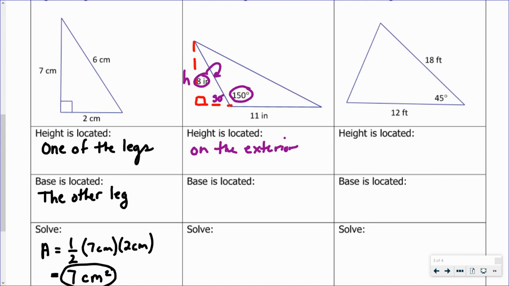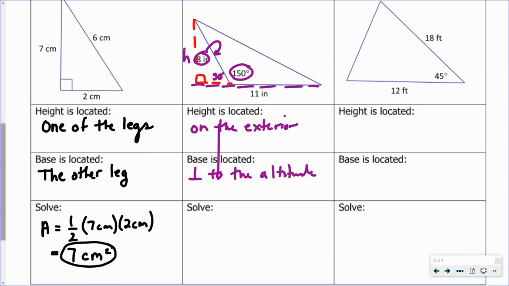It could be located on the interior, depending upon, again, what information you're given. But on this one, it's on the exterior. It has to be perpendicular to the base. So in this case, if we were to extend the base, that line that contains the base is perpendicular to the altitude. So for this one, we actually need to figure out what the height is. The height is opposite a 30-degree angle in a 30, 60, 90 triangle, so it has to be half the hypotenuse, so the height is 4.